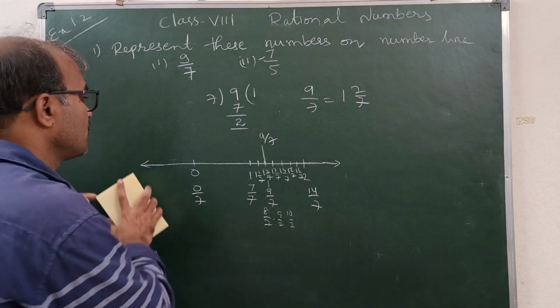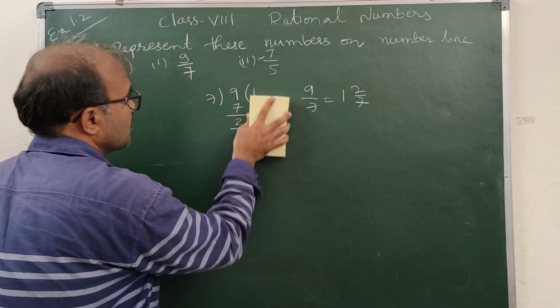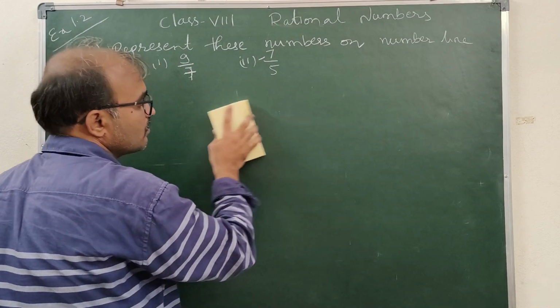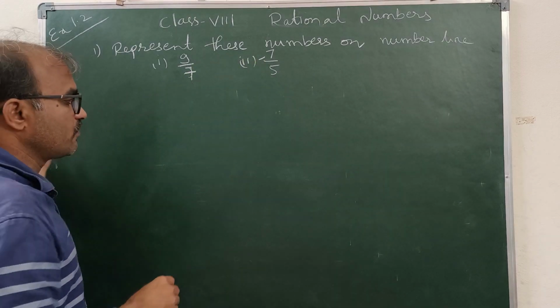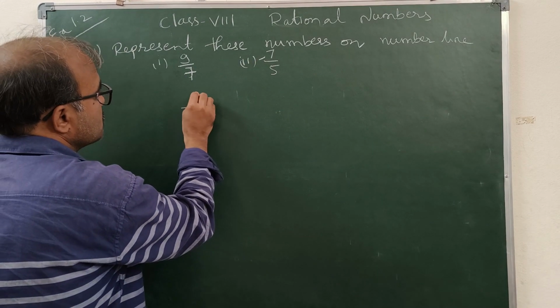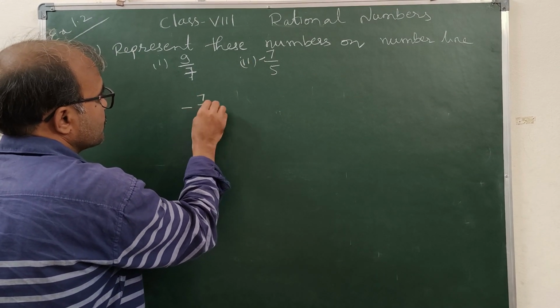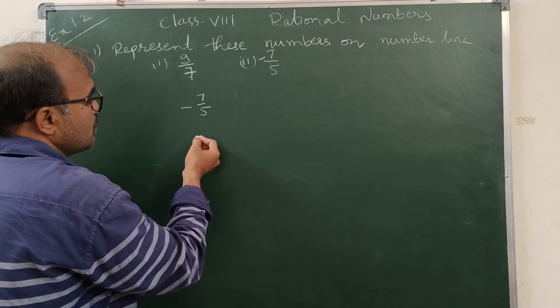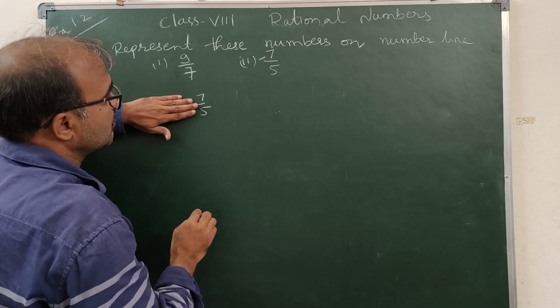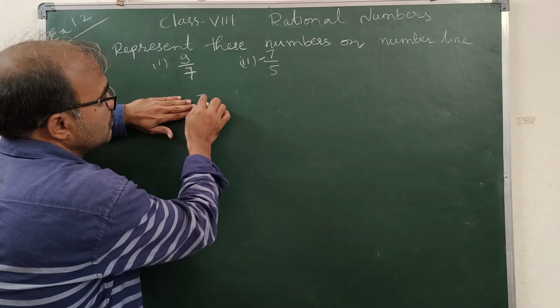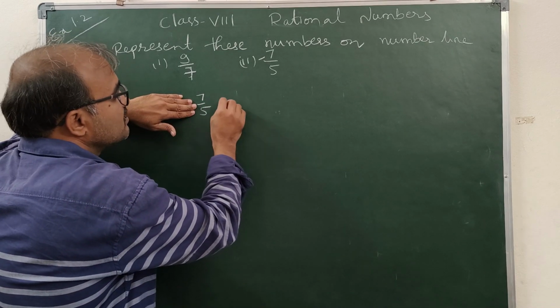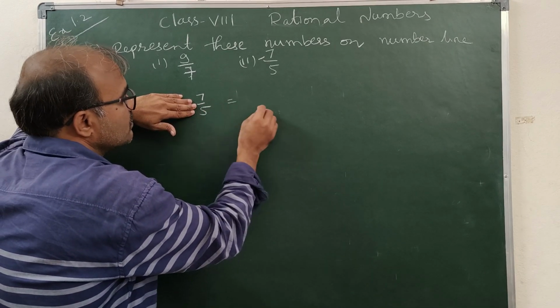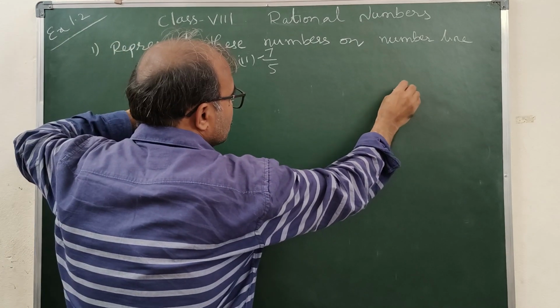So the next number, minus 7 by 5, minus 7 over 5. How to locate this number? First of all, let me write minus 7 by 5. On the number line, if it is also an improper fraction, convert this into a mixed fraction. So 5 ones are 5, you divide here in rough.